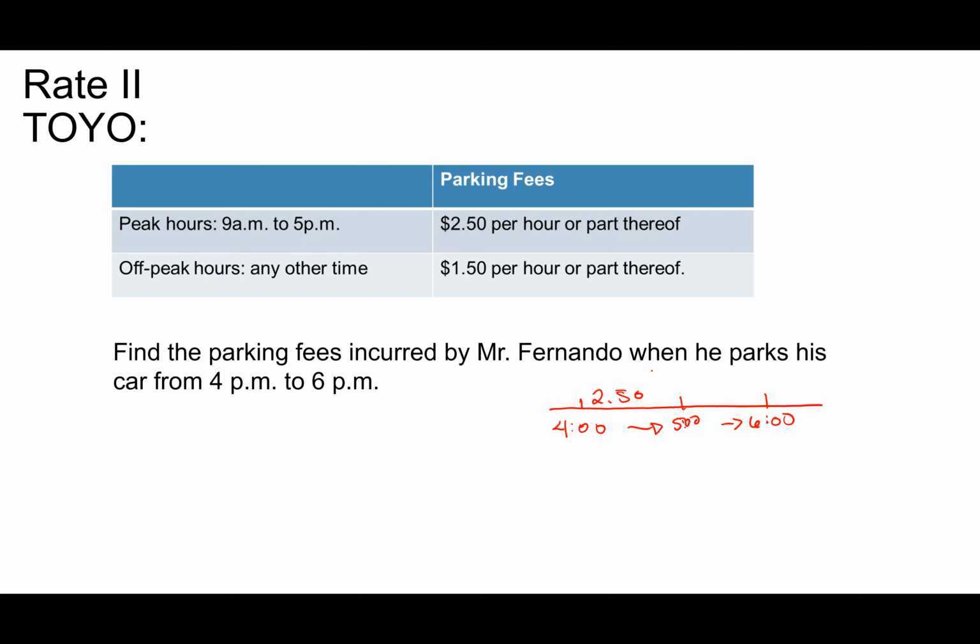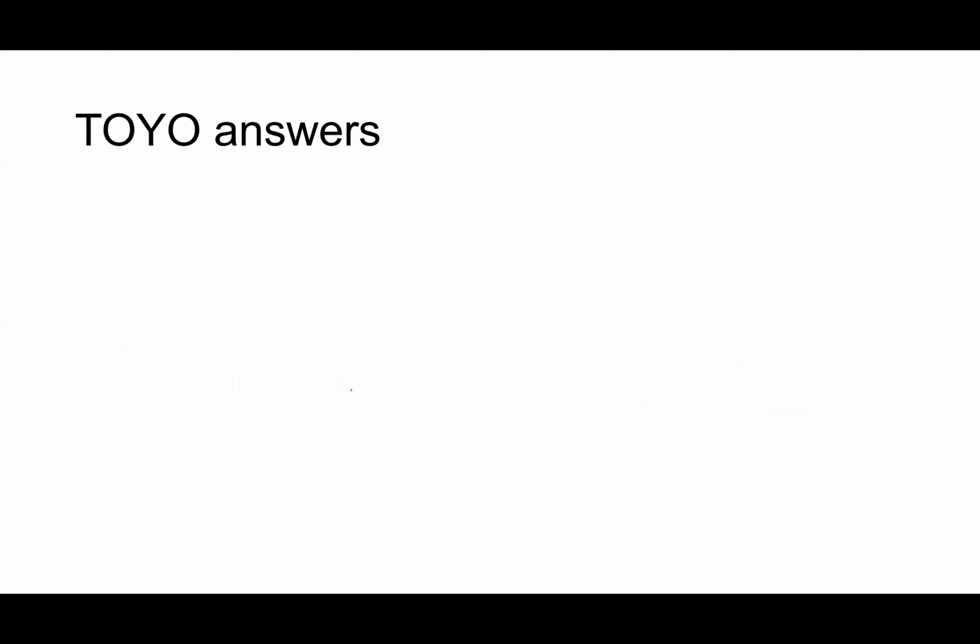Yep. And then I charged them $1. Good job. So he has 1 hour that he's going to be charged for peak hours, so $2.50, and another hour he's going to be charged $1.50 for non-peak hours. So Tyler's right. He's going to pay $4 for that parking session. All right, go ahead and do the exit ticket, and we'll go over it in just a second. We're not done yet, though, folks.